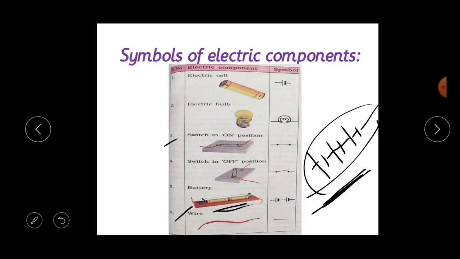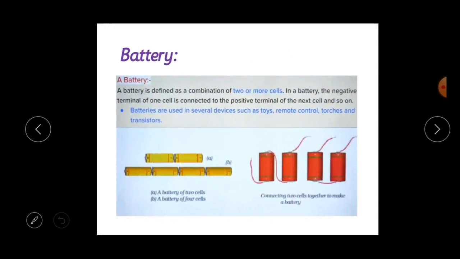Okay. The next is battery. So what is this battery? A battery is defined as a combination of two or more cells. It is a combination of two or more cells, that is called a battery. So in a battery, the negative terminal of one cell is connected to the positive terminal of the next cell and so on. Here you can see, suppose this is a positive and this is negative. Positive, negative, positive, negative, positive, negative.